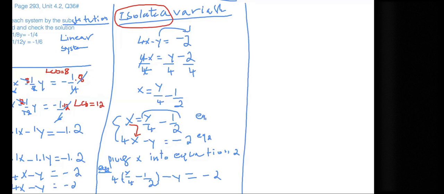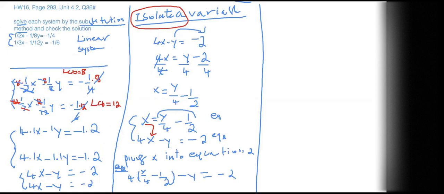So the task is to solve each system, and solving a system means finding the value of X and Y, both of them. So we're going to find a solution, which is a pair of X and Y. So first we got rid of the fractions. We isolated one of the variables, and plugged that variable into the other equation.